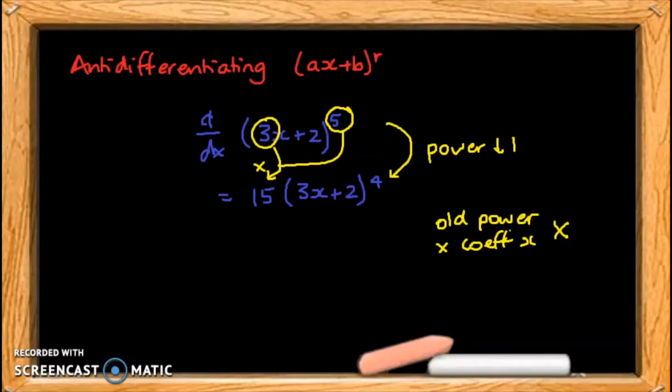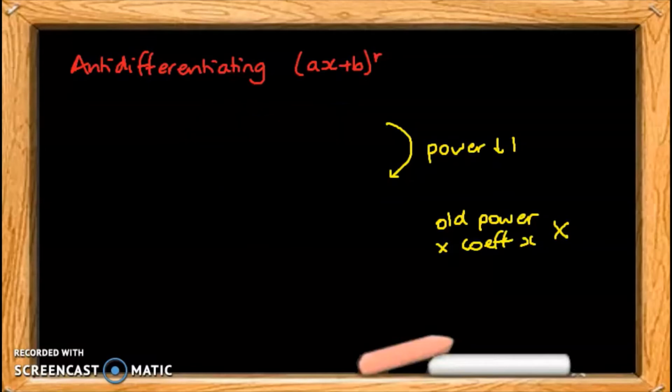So now let's look at these two processes and consider them in the process of anti-differentiating a similar expression, because you can see your response here is a similar expression. And that means what we're going to need to do when we find the antiderivative of (ax + b) all to the power of r with respect to x, my power must go up by 1.